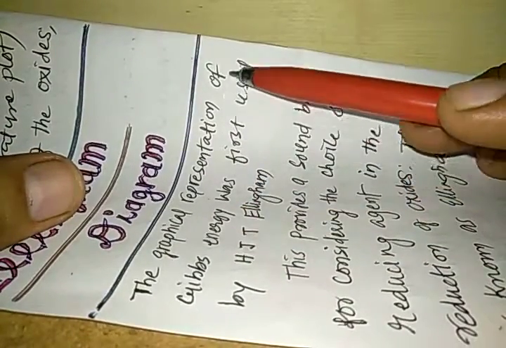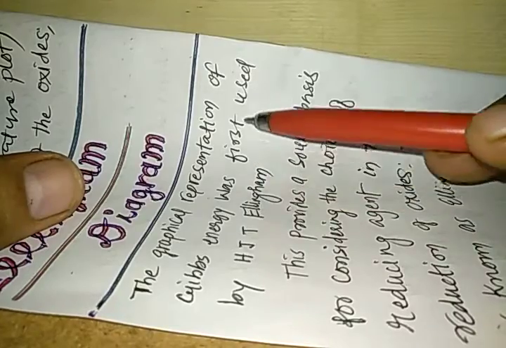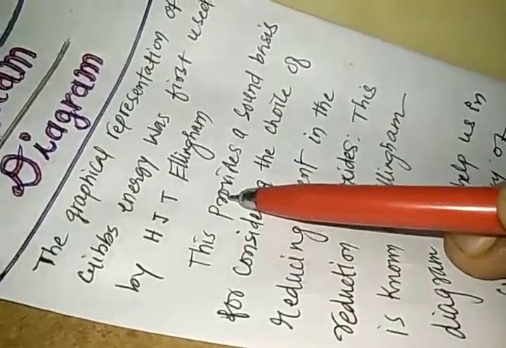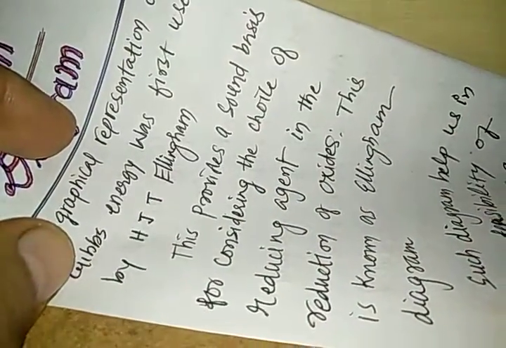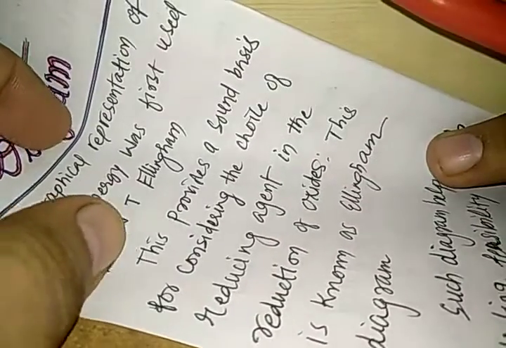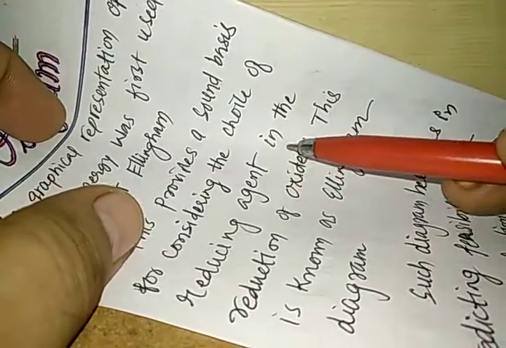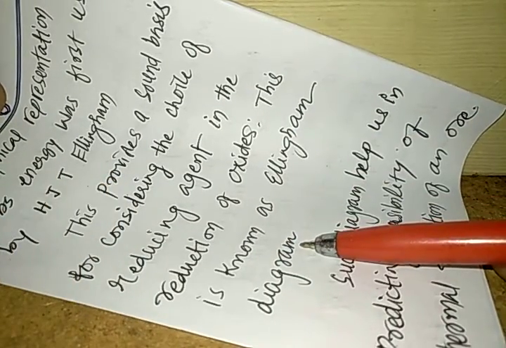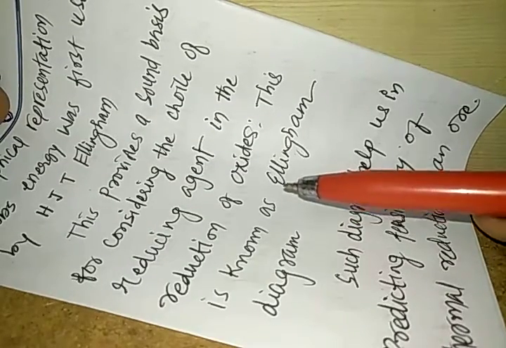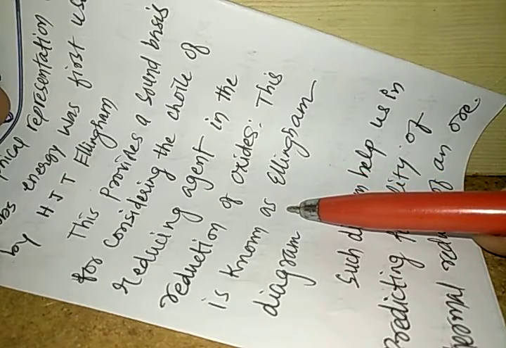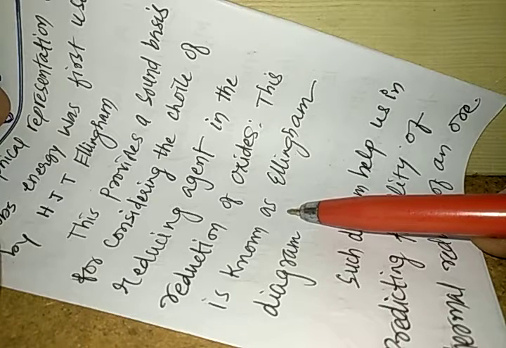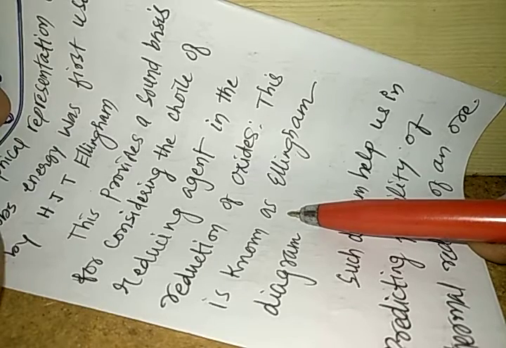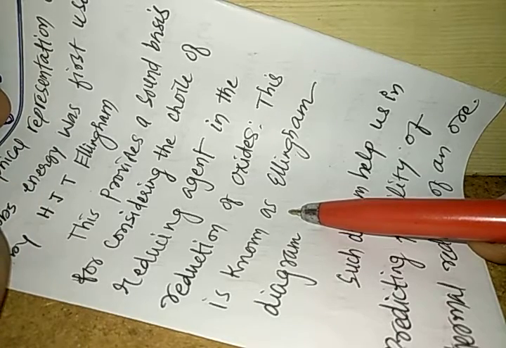The graphical representation of Gibbs energy was first used by H.J.T. Ellingham. This provides a sound basis for considering the choice of reducing agent in the reduction of oxides. This is known as the Ellingham diagram. So we can say that the Ellingham diagram is a plot of delta G versus T, where delta G is per mole of O2 for the formation of the oxide of a metal, or for the oxide of any element.